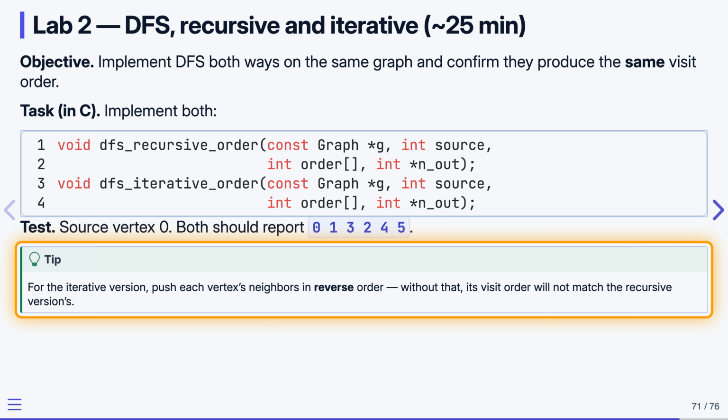Use source vertex 0. Both versions should report the order 0, 1, 3, 2, 4, 5. One tip for the iterative version: push each vertex's neighbors in reverse order. Without that, its visit order will not match the recursive one. Pause here and try both.